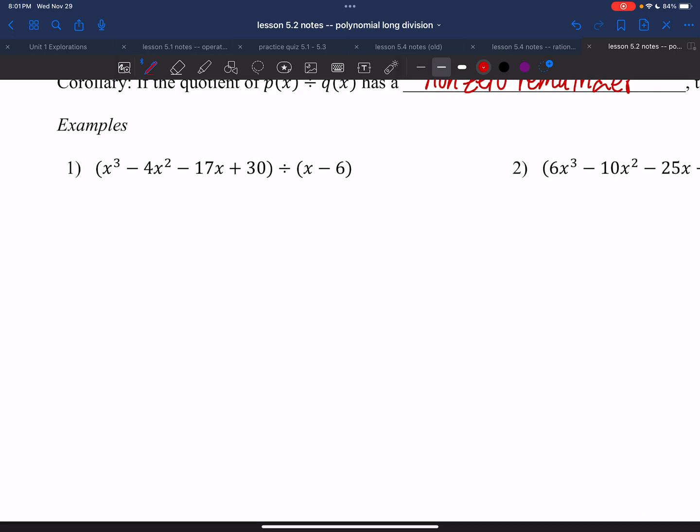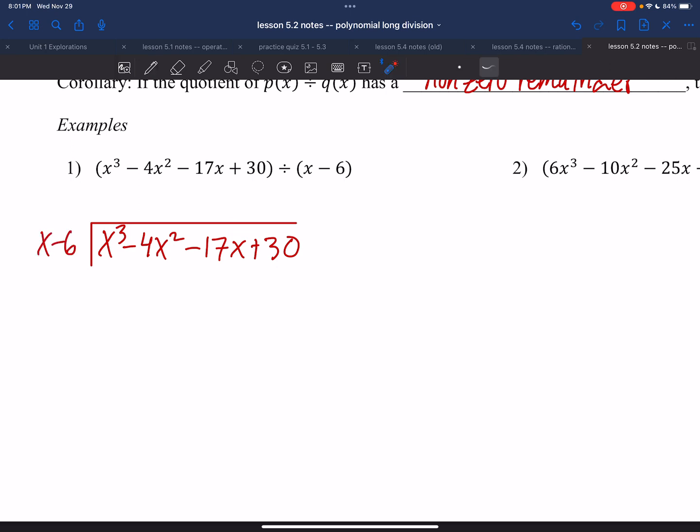Okay, let's do example 1 here. We're going to start with long division, and you set it up basically the same way you did in third grade. It's just that now your dividend is a polynomial rather than an integer. Let's establish that. Look at that, and I got x minus 6.